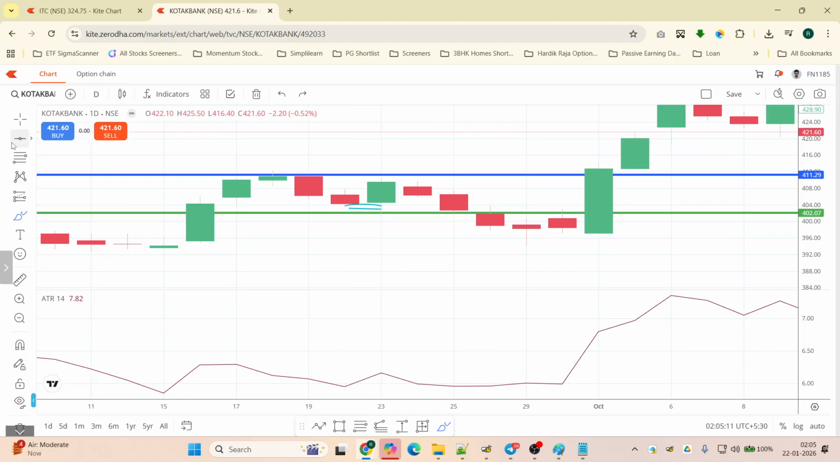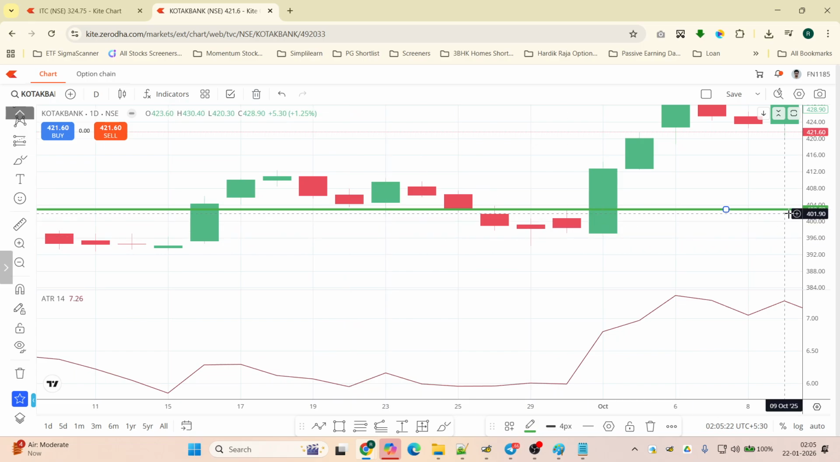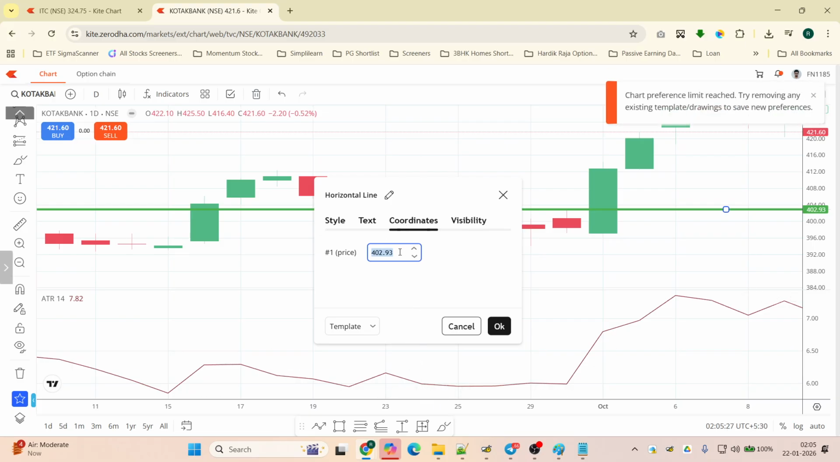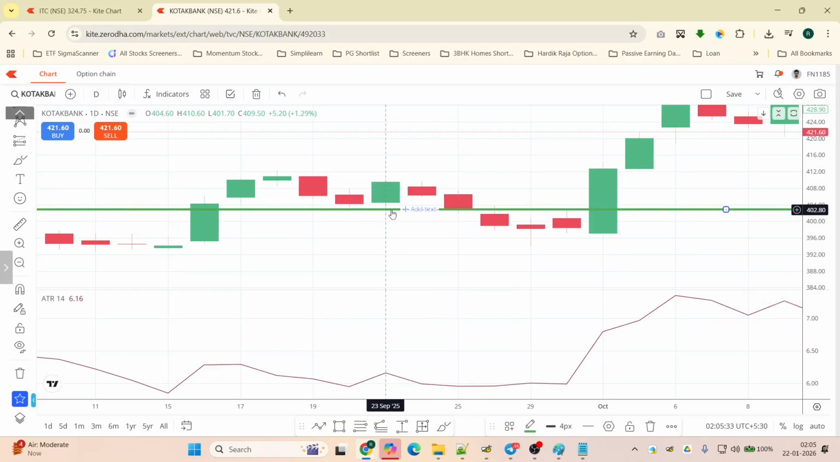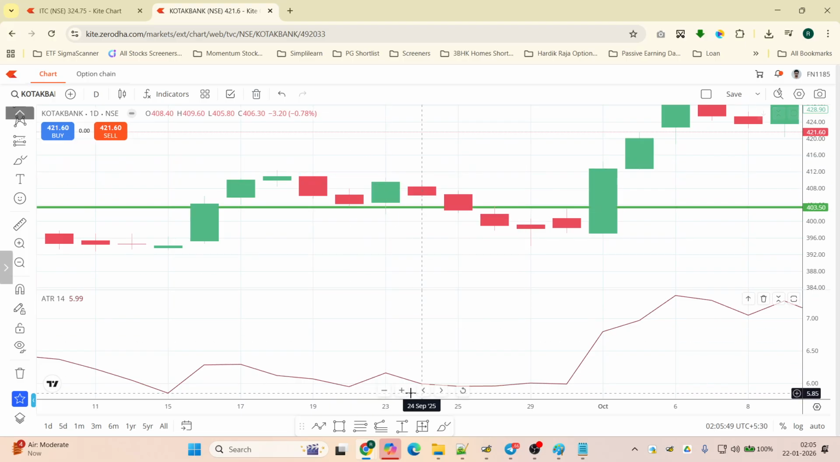So I'll mark this candle. I'll remove all the drawings. I'll mark the low of this candle, which is 403.5. In case you want to change the values, right click on that line, go to settings, and then go to coordinates, and you can change the values. 403.5. Yes, that is right.